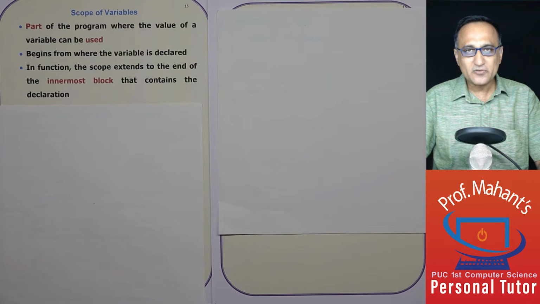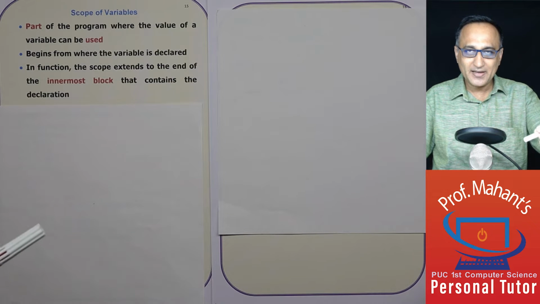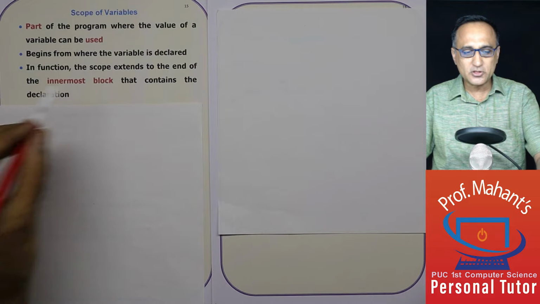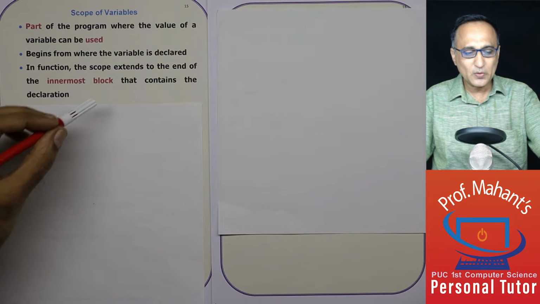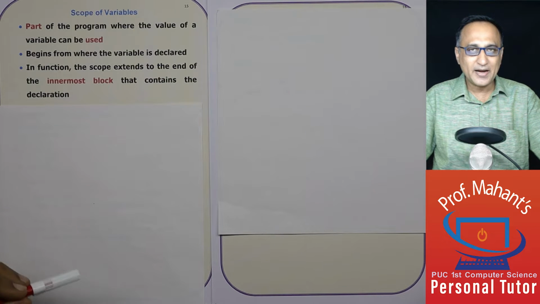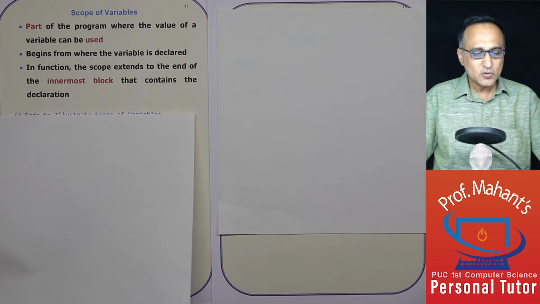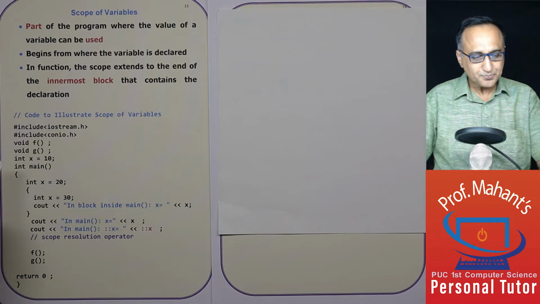It generally begins from where the variable is declared up to the end of the flower bracket. So in functions, if I declare a variable, the scope extends to the innermost block that contains the declaration. This will be clear once we take a look at the example and the meaning of the word innermost block. So let us slowly try to look through a program.